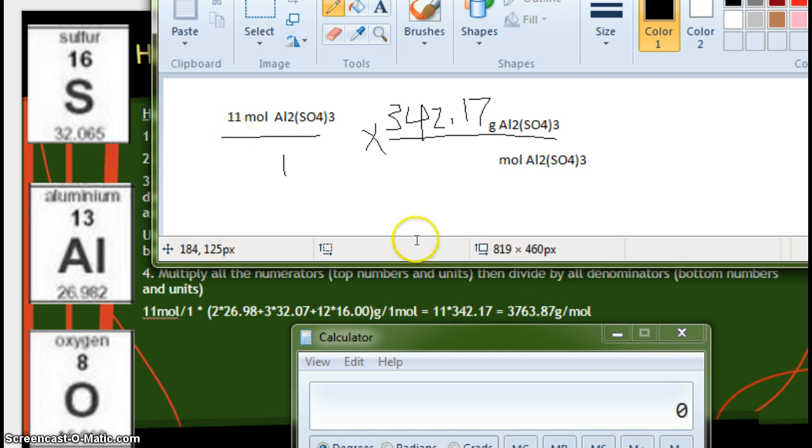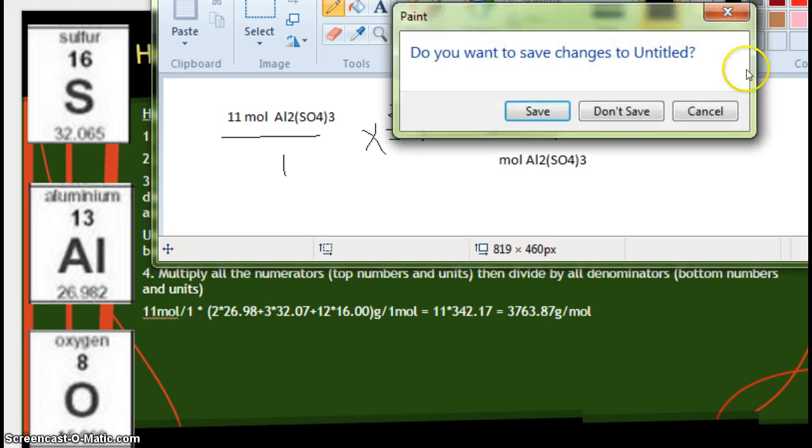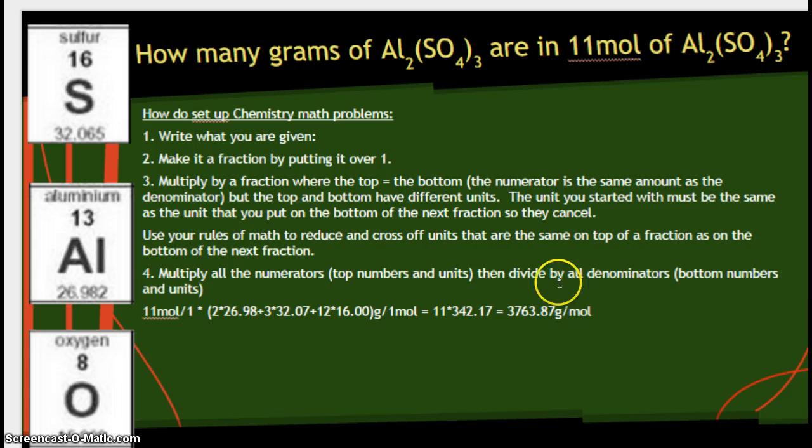And put it in your calculator. 342.17 times 11 gives you 3,763.87 grams per mole of aluminum sulfate. So if you can do this problem, you should be good on all of them.